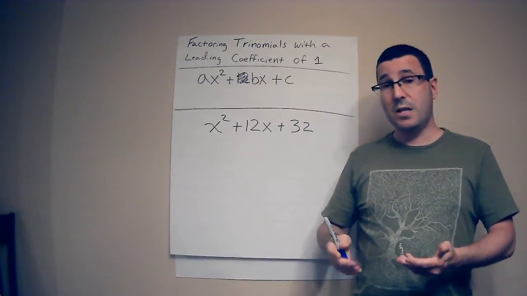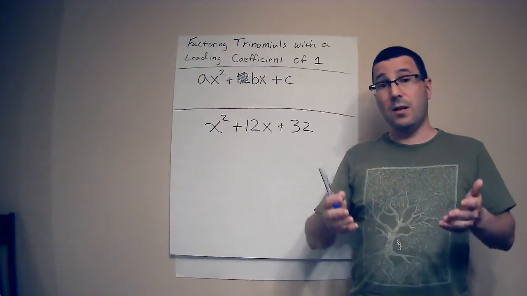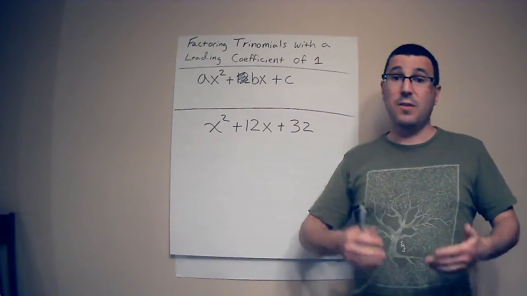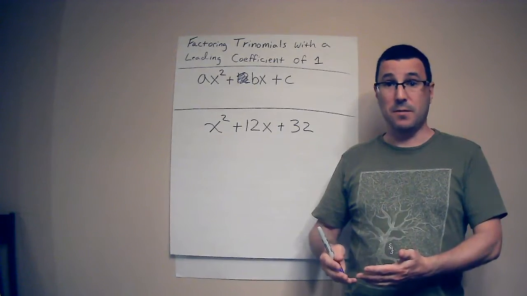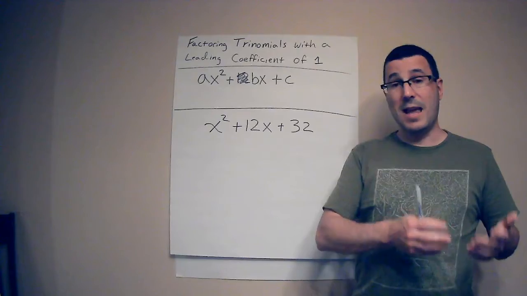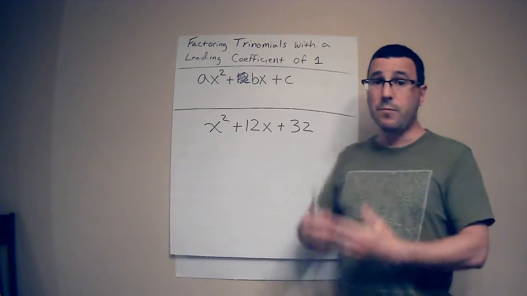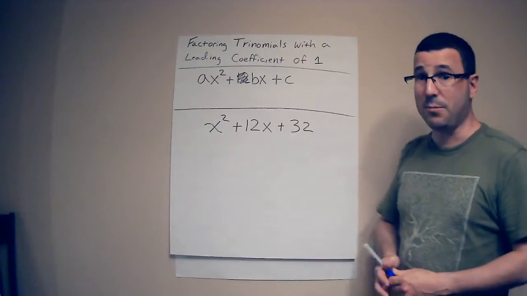The reason why is because when we add to get the middle term, if both numbers are positive, then our middle term is going to be positive. And if both of our numbers are negative, then our middle term is going to be negative. And the best way to see that is through some examples.